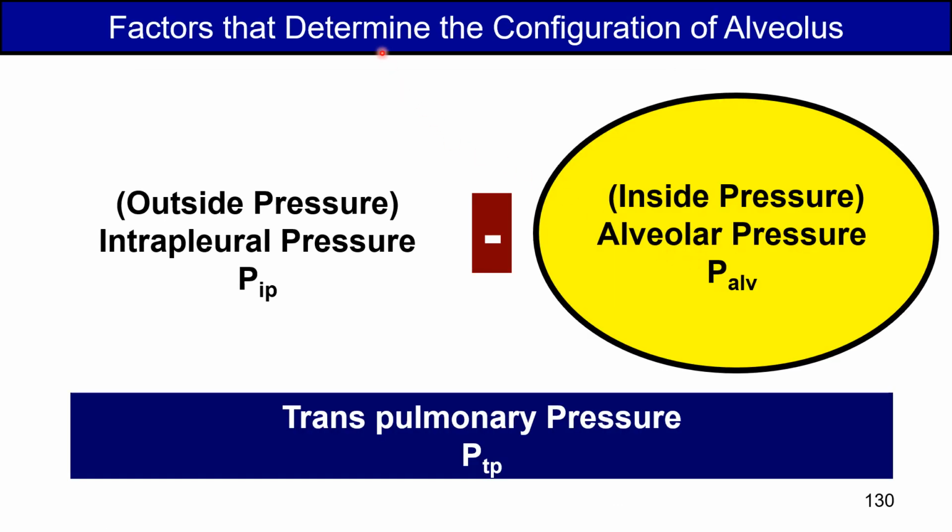Now, what are the factors that will determine the configuration of the alveolus, whether it's going to be almost collapsed, moderately distended, or maximally distended? The factors are the differences in the pressure inside and outside the alveolus. The inside pressure is the alveolar pressure, and the outside pressure is the intrapleural pressure. The difference between the alveolar and the intrapleural pressure is known as the transpulmonary pressure. This is the distending pressure of the alveolus.